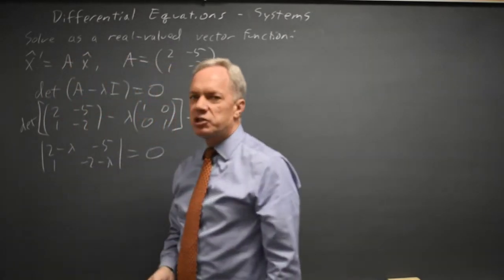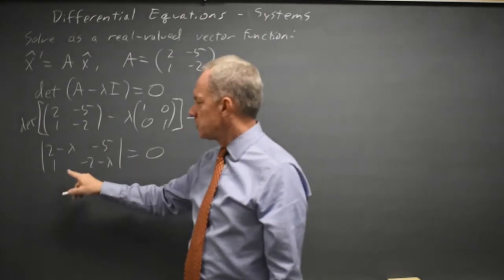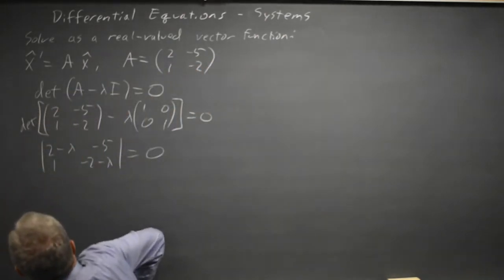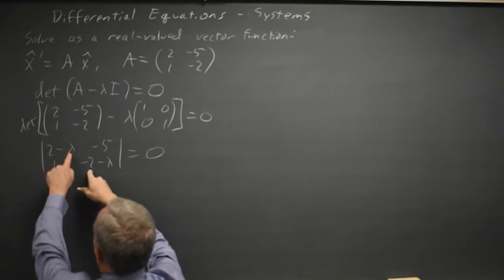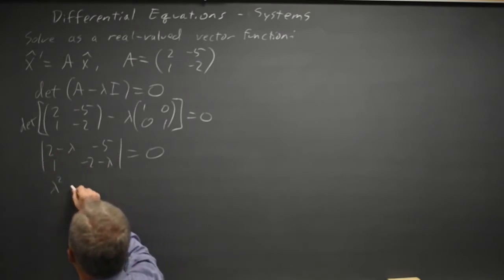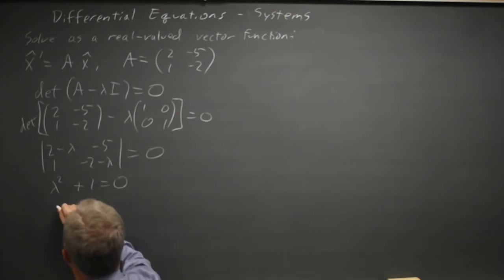And the determinant of a 2 by 2 matrix is the product of the main diagonal minus the product of the off diagonal. So that would be lambda squared minus 2 lambda plus 2 lambda, those cancel, minus 4, and then minus negative 5 is minus 4 plus 5 is plus 1 equals 0. So lambda equals plus or minus i.